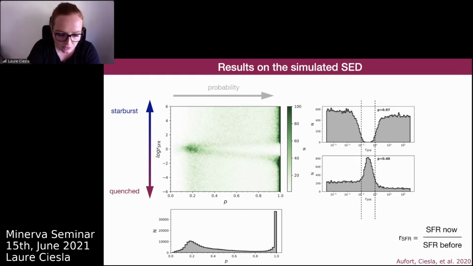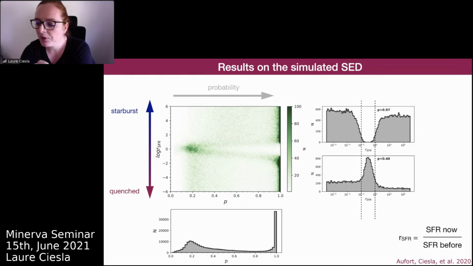And you can see there is a tail in the distribution, and then you have all the galaxies with a probability of 1. And if you look on the right panels, this is the projection on the y-axis. So you see the distribution of the galaxies given their RSFR, and these are the numbers. And you can see that if your RSFR is above 10 or below 0.1, so one order of magnitude on one side and the other, you recover perfectly well the fact that they had a change of activity.